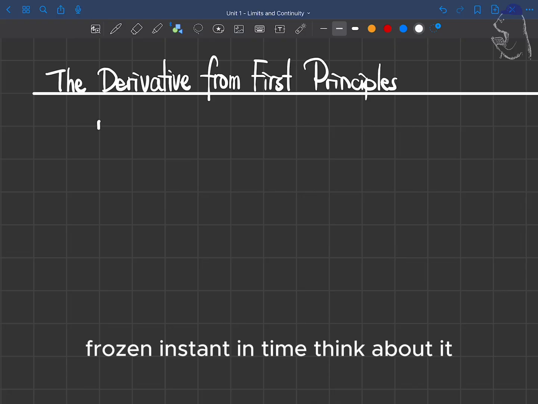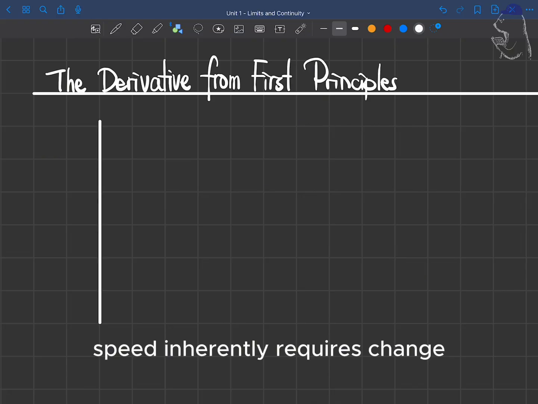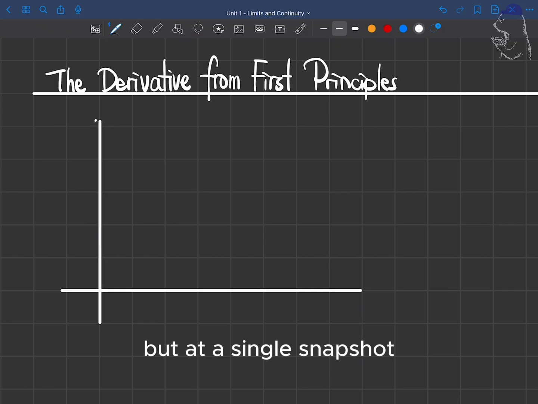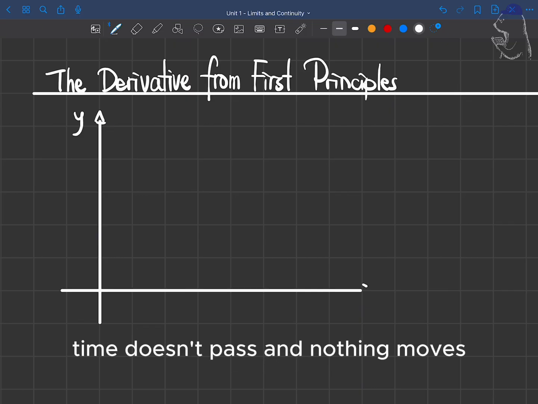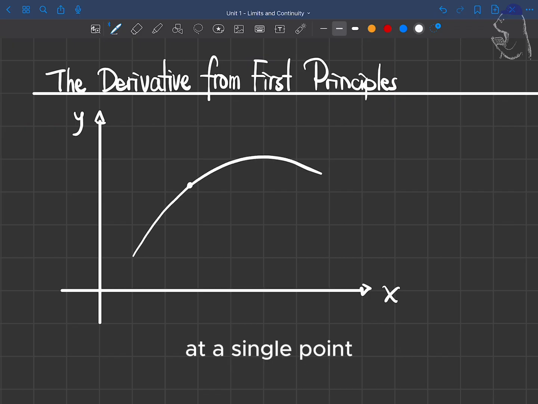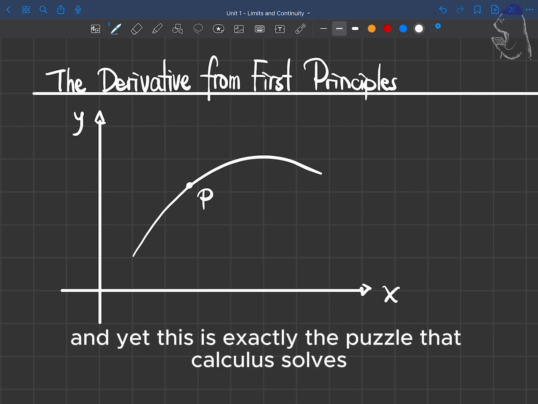How do you measure the speed of an object at an exact frozen instant in time? Think about it. Speed inherently requires change. It is a distance traveled over a duration of time. But at a single snapshot, time doesn't pass, and nothing moves. So it seems almost paradoxical to speak of motion at a single point. And yet, this is exactly the puzzle that calculus solves.